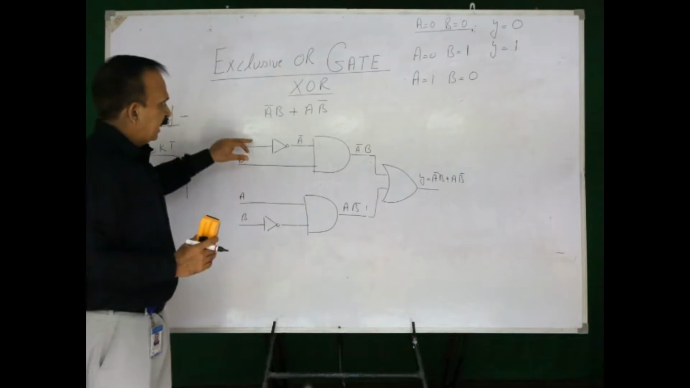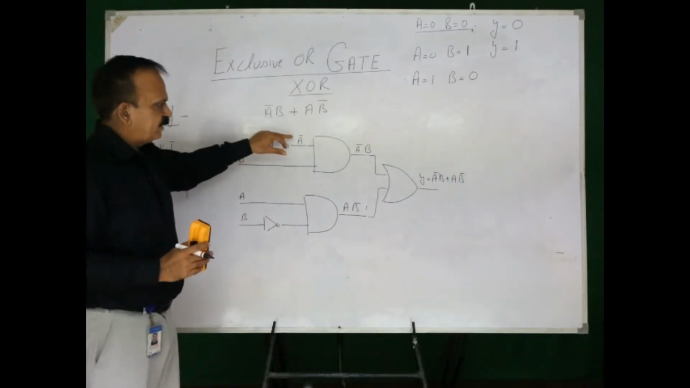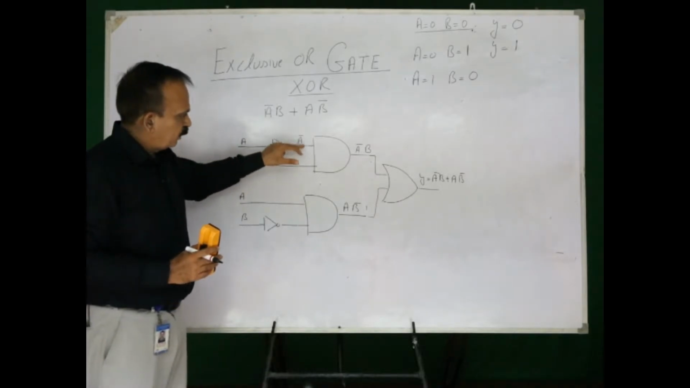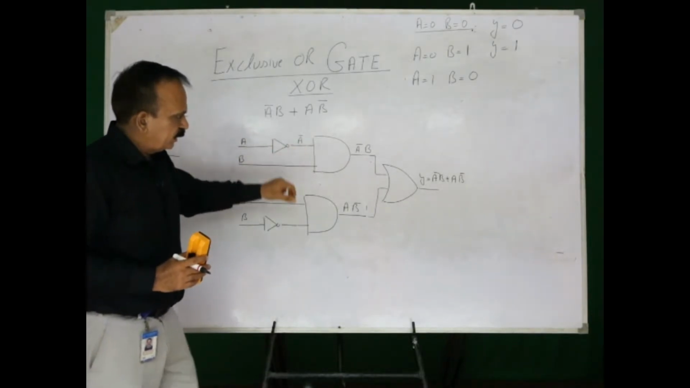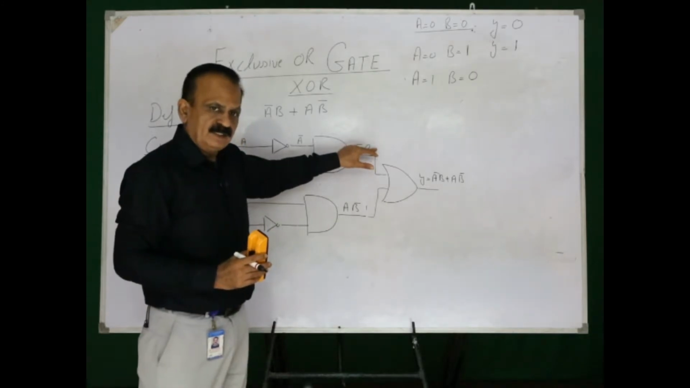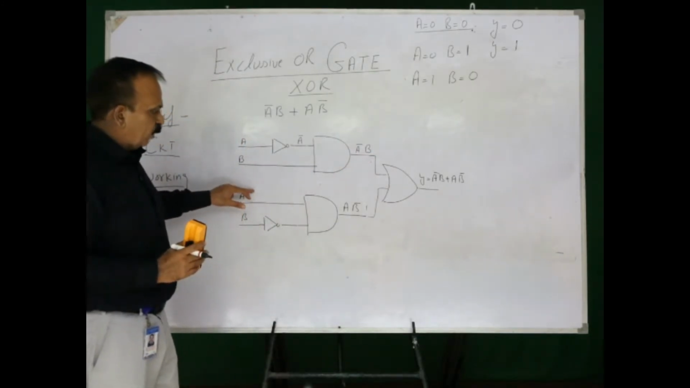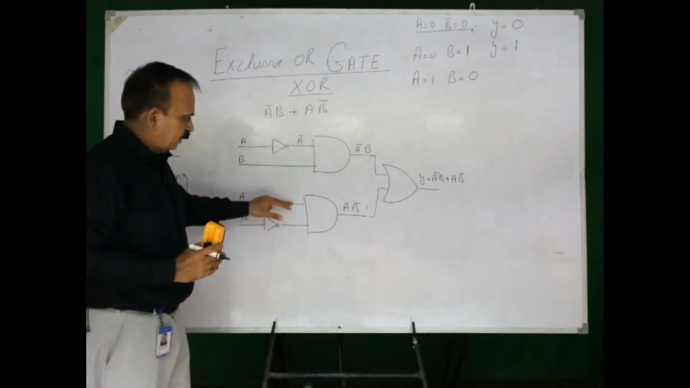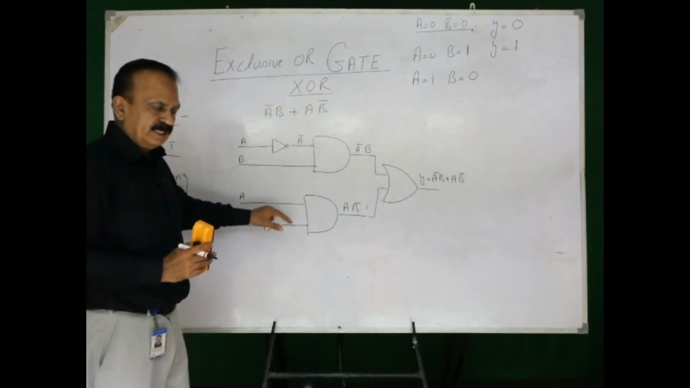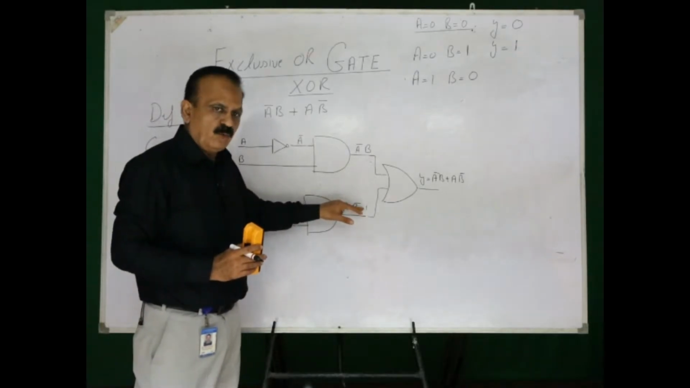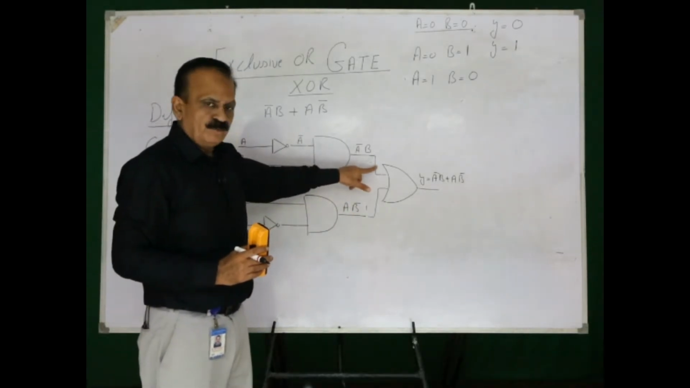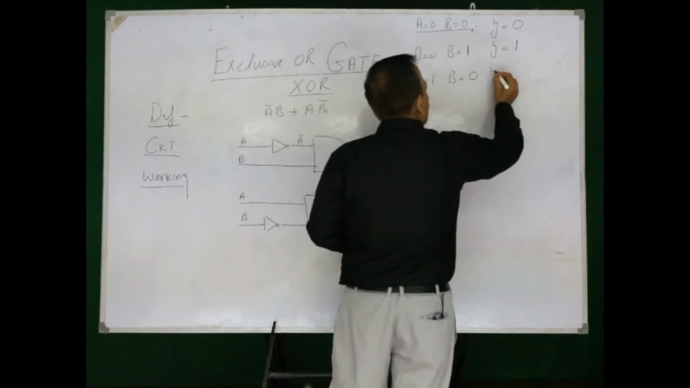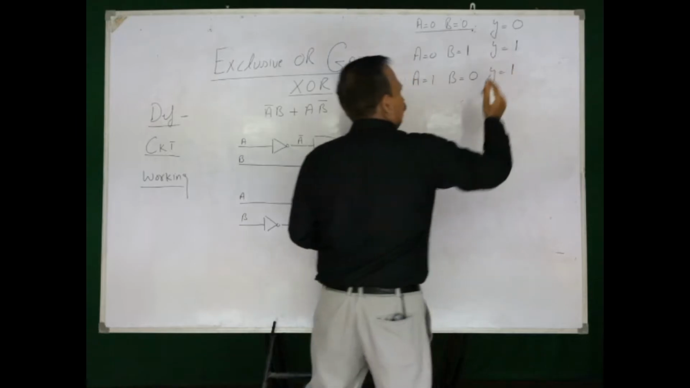Again A is equal to 1, that means A bar is equal to 0. B is also 0, both of these will be 0, that means this value is going to be 0. A is 1, B is 0, so B bar will be 1, both these values will be 1, that means this result will be 1. Now this is 0 and this one is 1, I hope y is going to be 1.